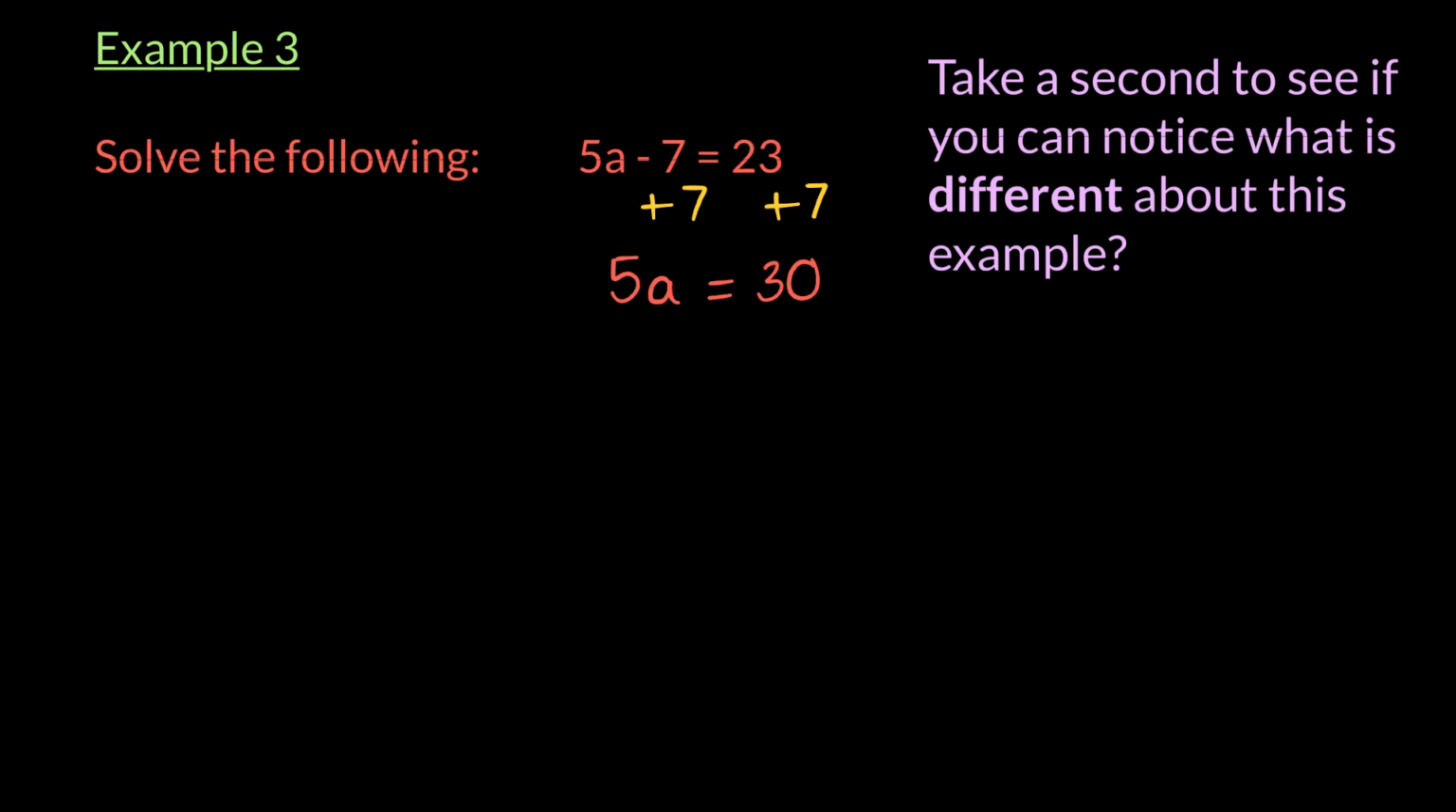If we know that 5a, or 5 times a, is equal to 30, to get 1a, or a on its own, divide both sides by 5, and you're left with a equals 6. You can check that if you want to make sure that it works. The only difference is that instead of taking away a number from both sides, we're adding a number to both sides to undo this minus 7 that's here and to make sure that everything's staying balanced.